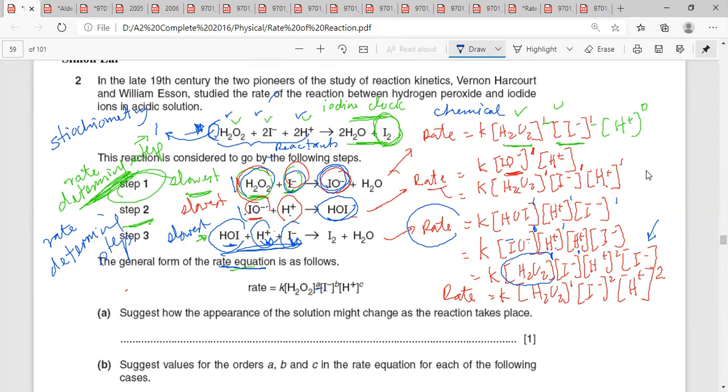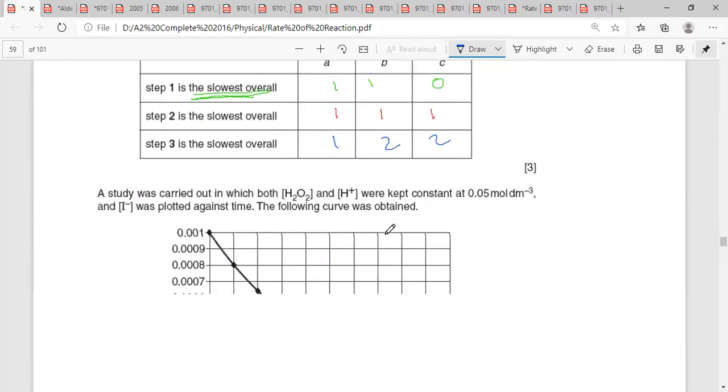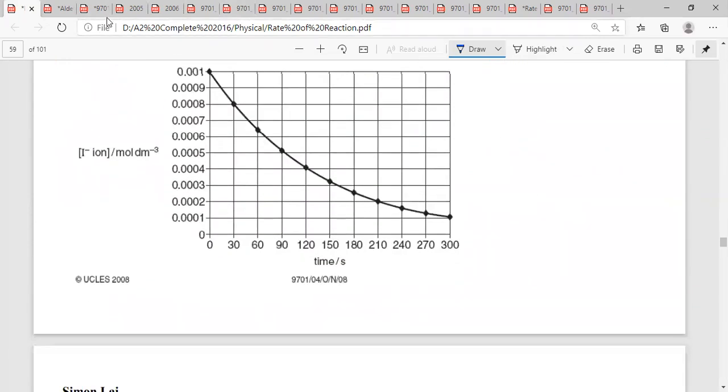So to sum it up, this is H2O2 power 1, I minus power 1, and H plus power 2, so it's 1, 2, 2. Okay, so it's 1, 2, 2. Right now you can see the answer here. This is 0, 8. Just showing you 0, 8.